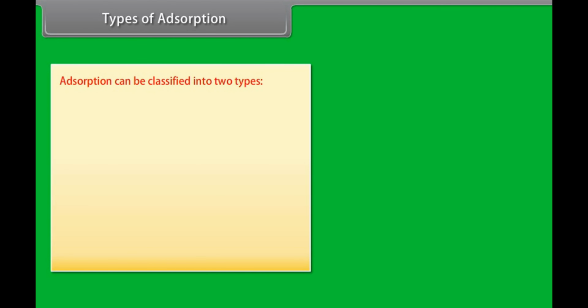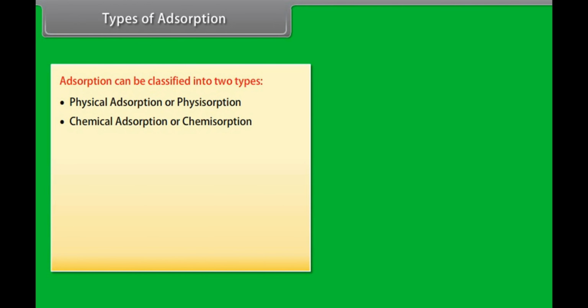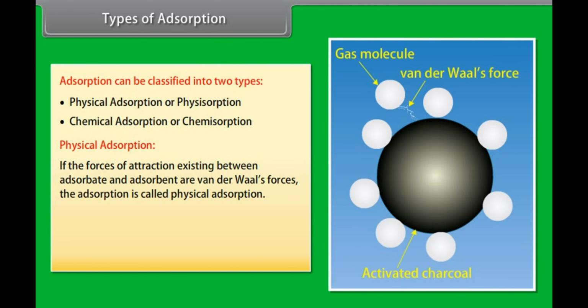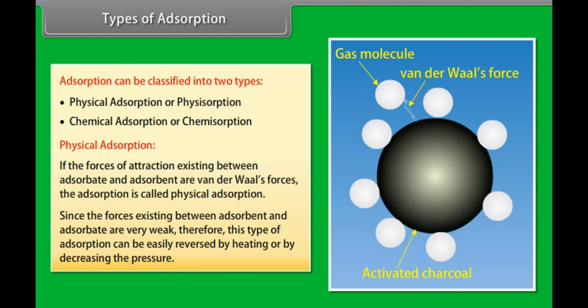Types of adsorption. Depending upon the nature of forces existing between adsorbate molecules and adsorbent, the adsorption can be classified into 2 types: physical adsorption and chemical adsorption. Physical adsorption. If the forces of attraction existing between adsorbate and adsorbent are van der Waals forces, the adsorption is called physical adsorption. Since the forces existing between adsorbent and adsorbate are very weak, therefore, this type of adsorption can be easily reversed by heating or by decreasing the pressure.